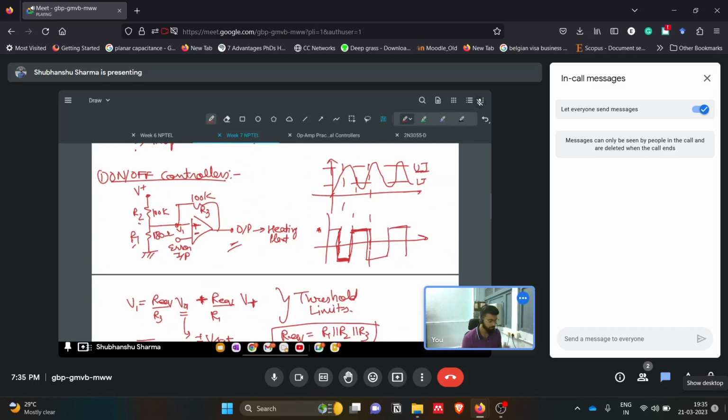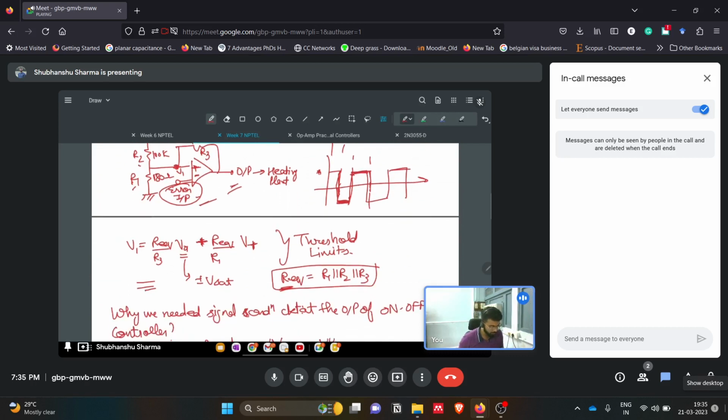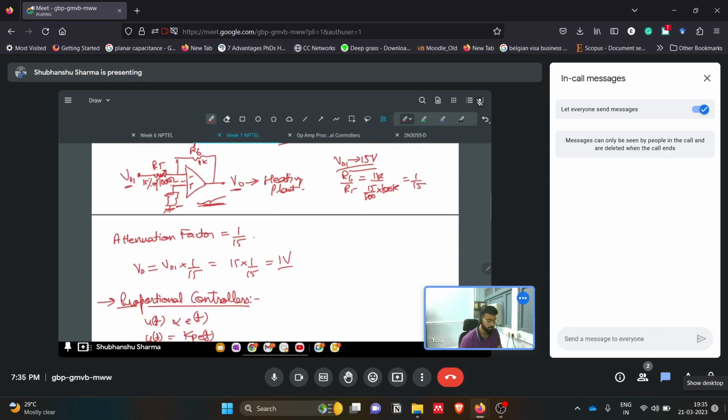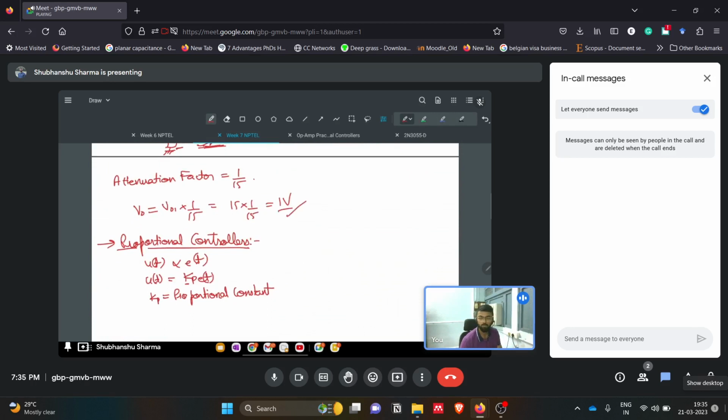In this case, this was the input which we gave, and this was the reference voltage, and the threshold was given by this equation, where R equivalent was given by this. There was also a need for a signal conditioning circuit, because it can only take up to 1 volt max. That will depend on your requirements. So we again used an attenuator of factor 1 by 50, and we got a 1 volt max input, which we can give to the heating plant.